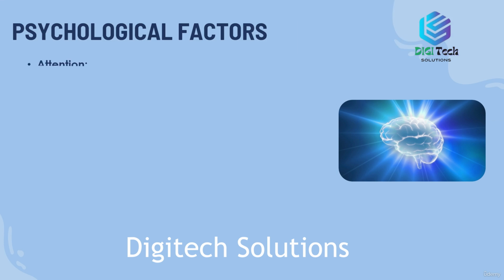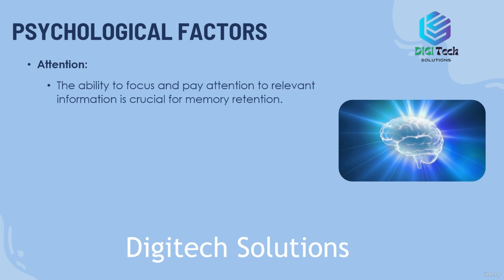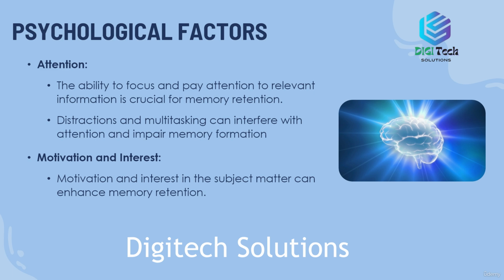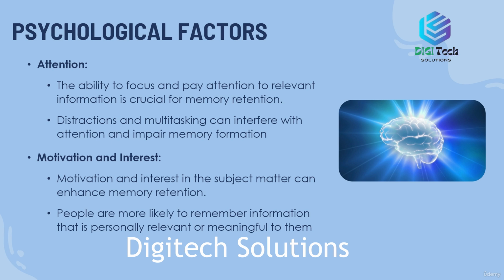These include 1. Attention. The ability to focus and pay attention to relevant information is crucial for memory retention. Distractions and multitasking can interfere with attention and impair memory formation. 2. Motivation and interest. Motivation and interest in the subject matter can enhance memory retention. People are more likely to remember information that is personally relevant or meaningful to them.